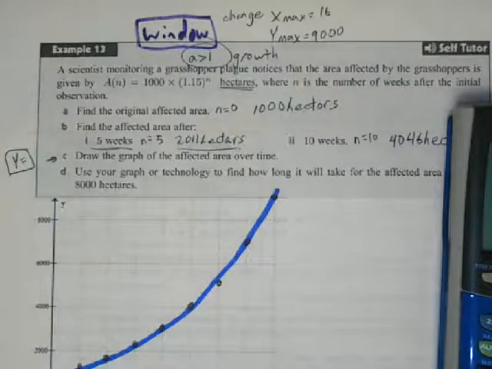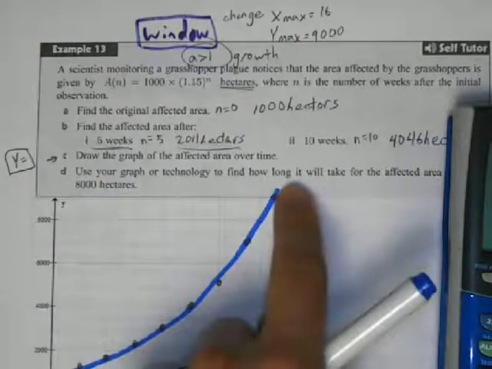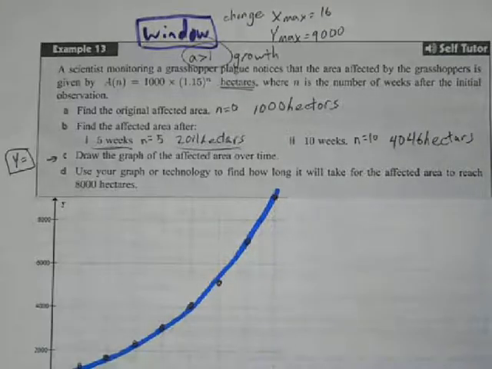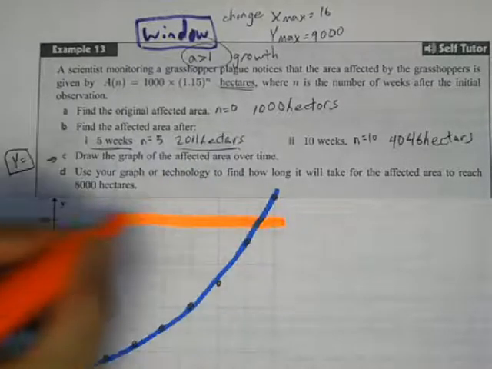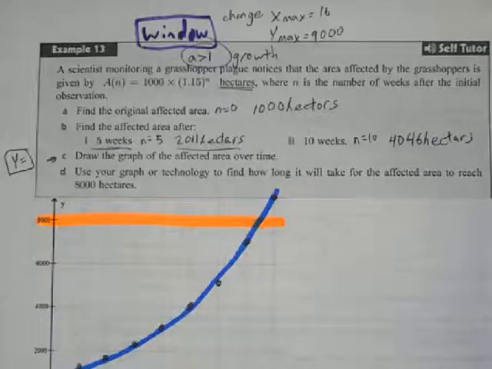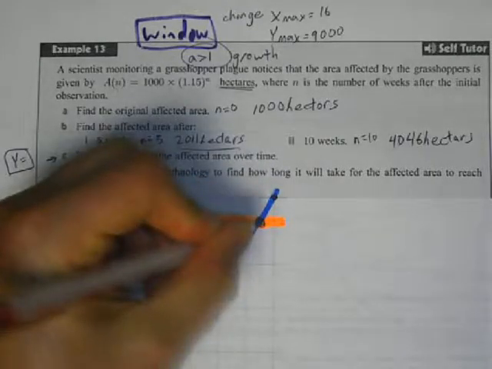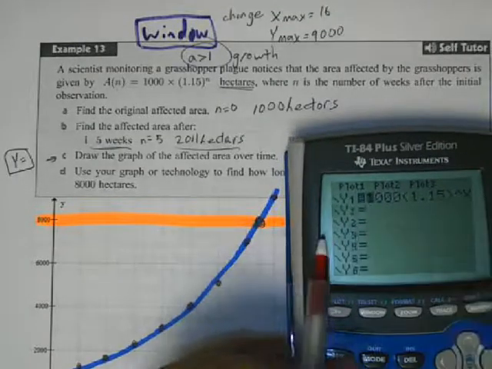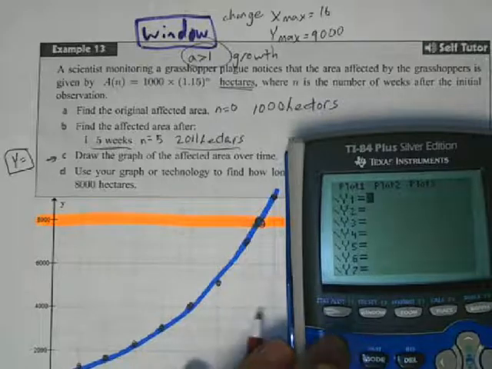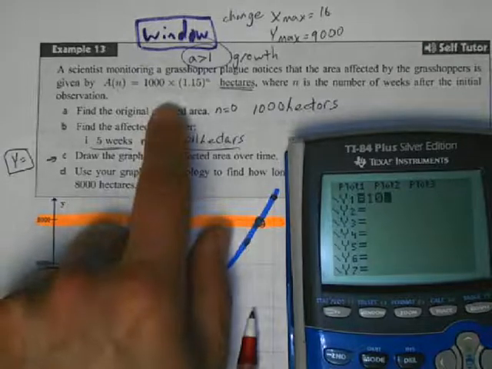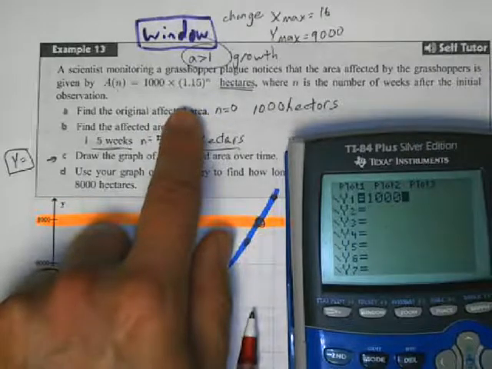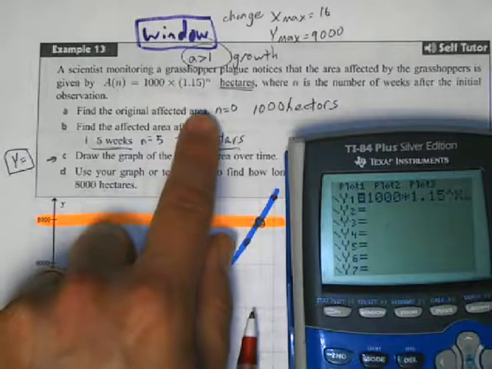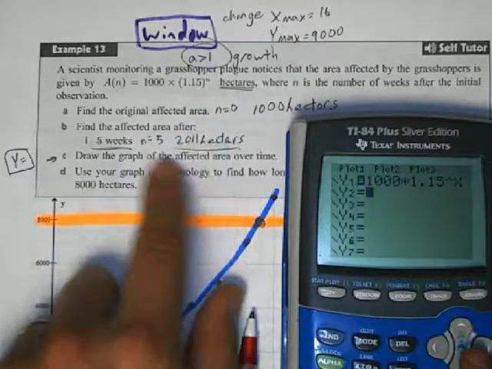Okay. Now, use your graph or technology to find how long it'll take for the affected area to reach 8,000. So we want to figure out, when is this going to intersect 8,000? So when does it get right there? So on my calculator, when I hit y equals, on the next equation here, oh shoot, I didn't mean to do that. Okay, let's retype it. Times 1.15 to the power of x. Okay, and for the other equation, I'm going to type in 8,000.